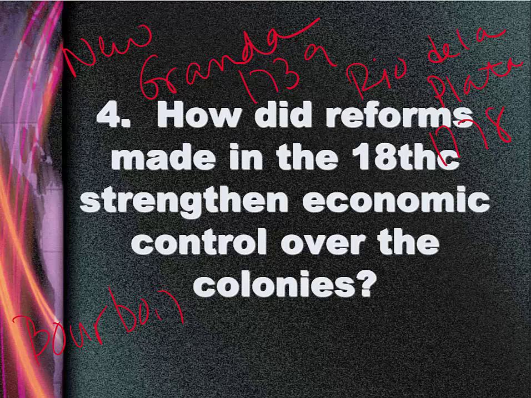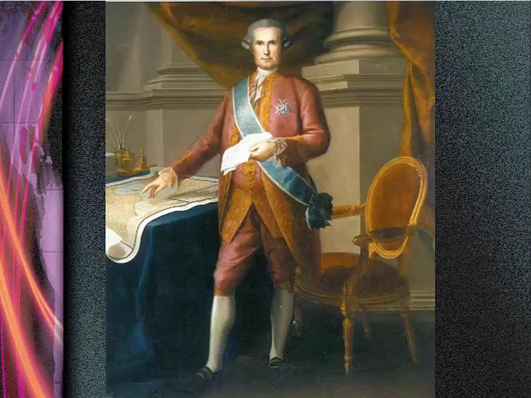This guy in particular, his name was Jose de Galvez. And so Jose de Galvez spent 6 years in Mexico. He went back to Spain and became the Minister of the Indies. And he was the chief architect of the reform that's going to be carried out there.